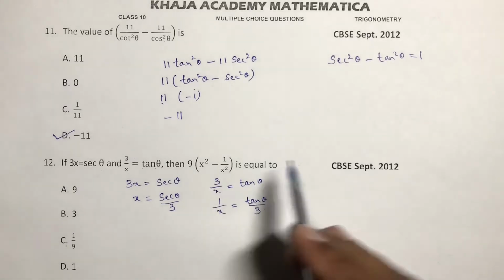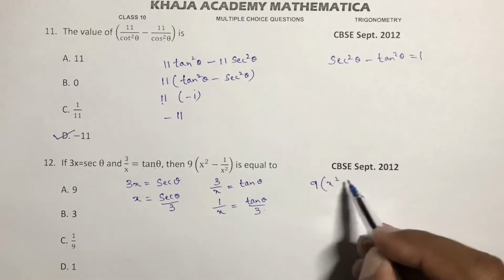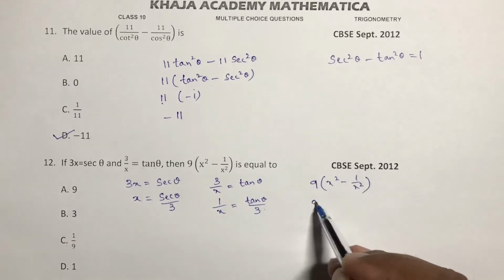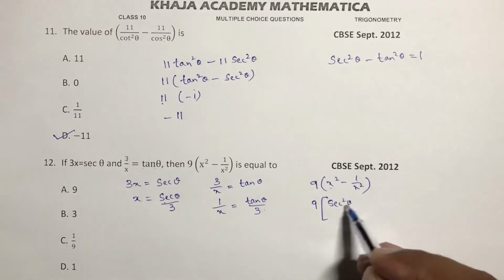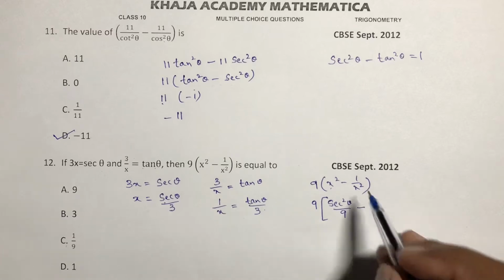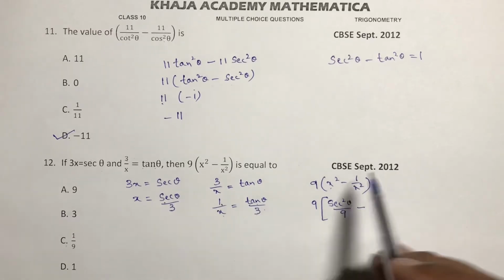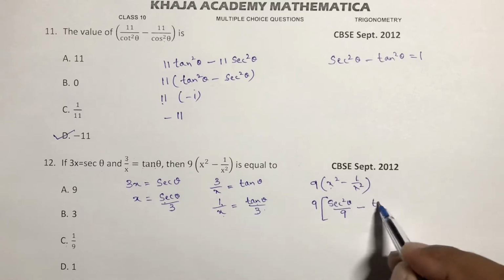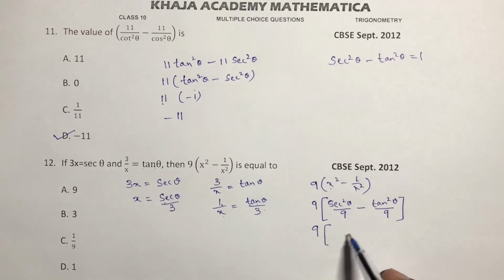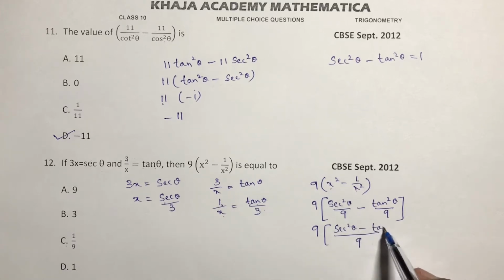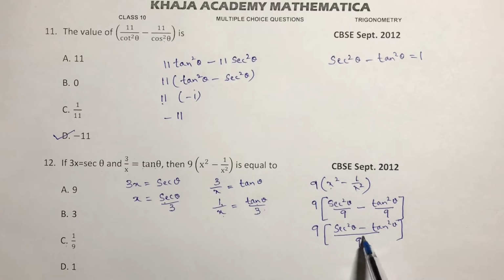Now we need to find the value of 9 times x square minus 1 by x square. So 9 x square is 9 times sec theta by 3 whole square. You will get secant square theta by 9, where 3 square is 9, minus 1 by x square, which is tan square theta by 9. So if we take 9 as LCM, the numerator will be secant square theta minus tan square theta. So 9 and 9 cancel. Secant square minus tan square is 1. So the correct option here is also D.